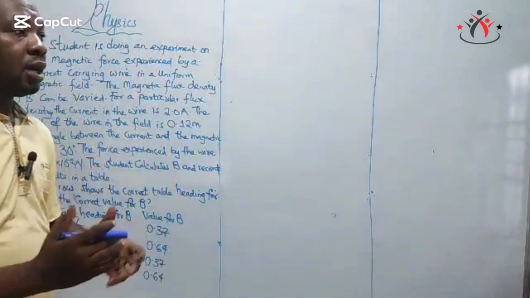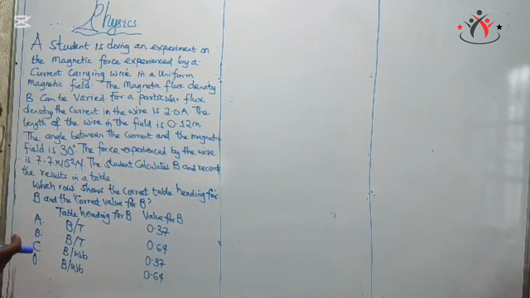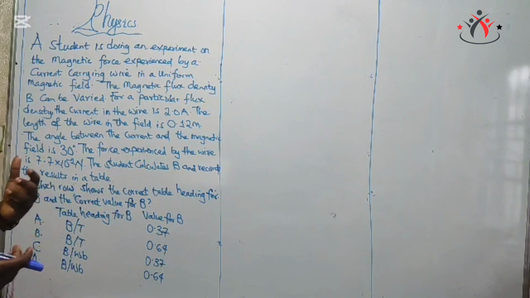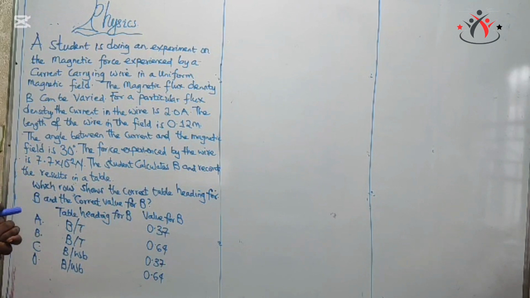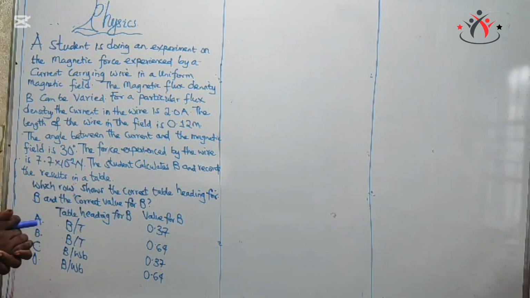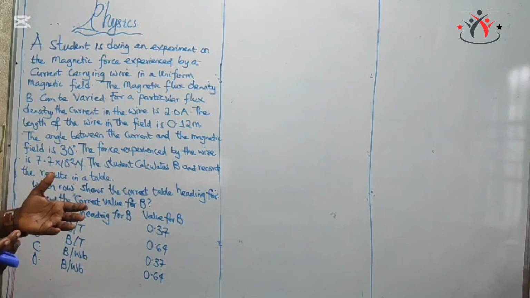Welcome. Here we have another question before us, and this is also a question on electromagnetism. It's one of the many questions in the A level physics. A student is doing an experiment on the magnetic force experienced by a current carrying wire in a uniform magnetic field. The magnetic flux density B can be varied.